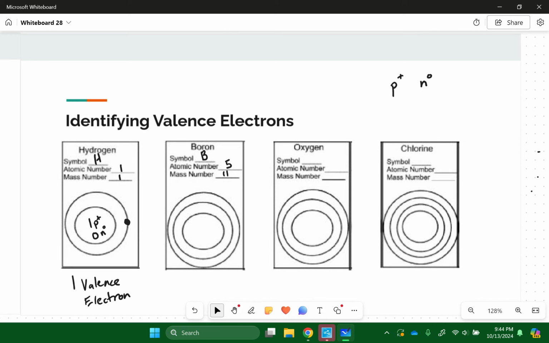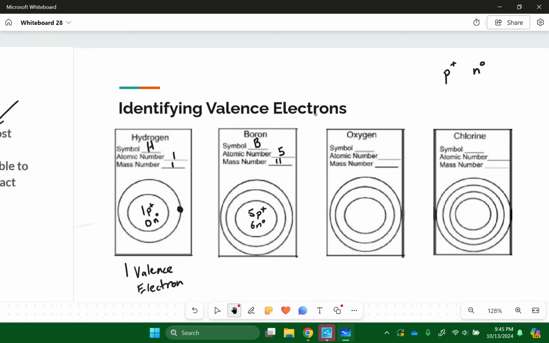All right, let's fill out the nucleus. So our atomic number is 5. So I've got 5 protons. 11 minus 5 is 6. So I've got 6 neutrons. And because I have 5 protons, I have to have 5 electrons.